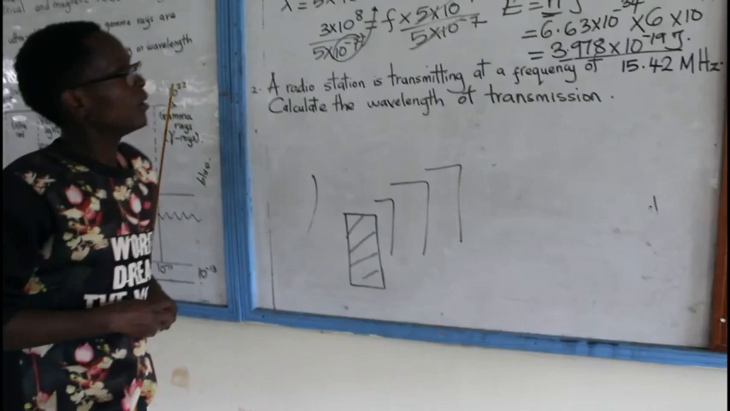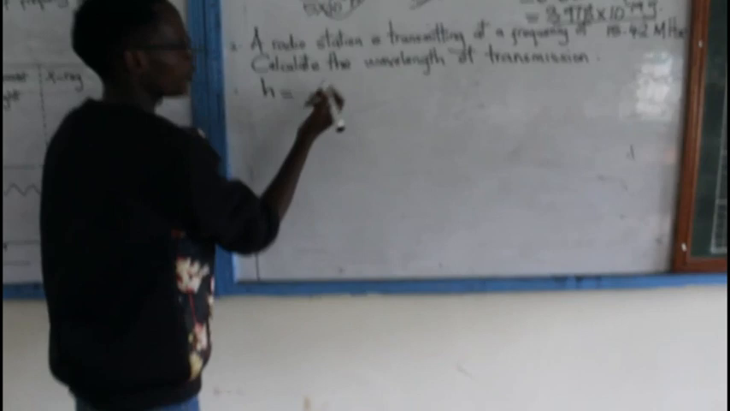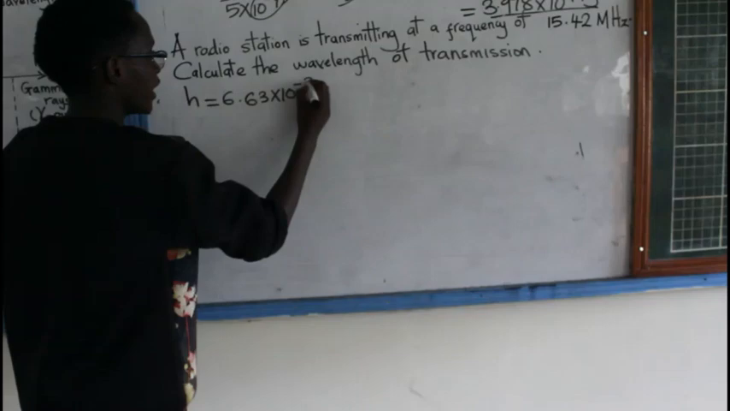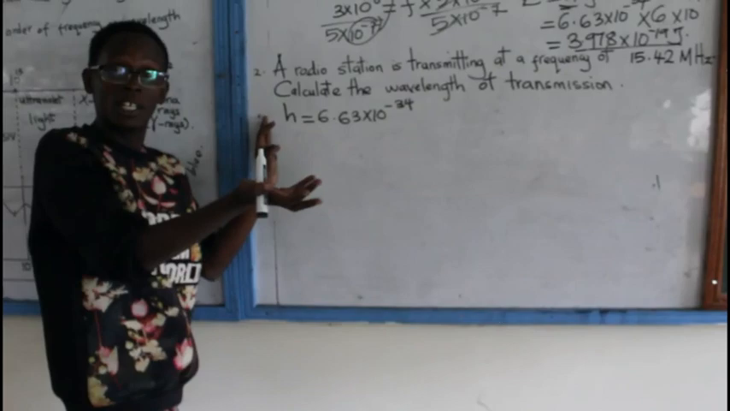Okay, so let's move on to this. But remember, for all your applications, you're going to use the value of h as 6.63 times 10 power negative 34, because this is a universally accepted constant. And it's not just given there, it's experimentally proven that it's actually 6.63 times 10 to the negative 34 joule seconds.